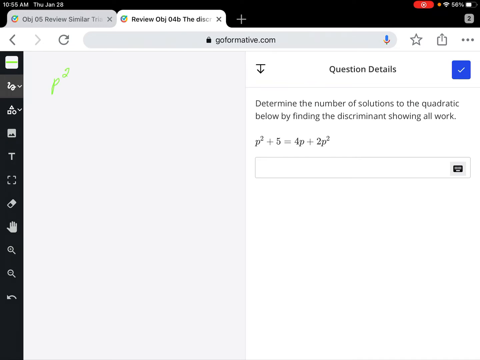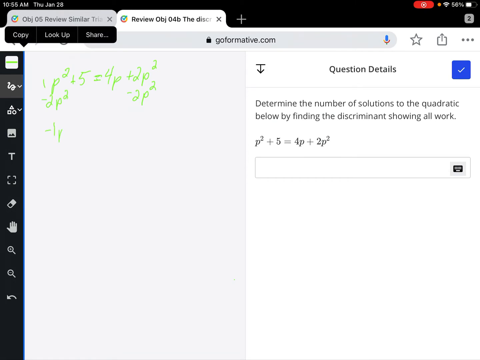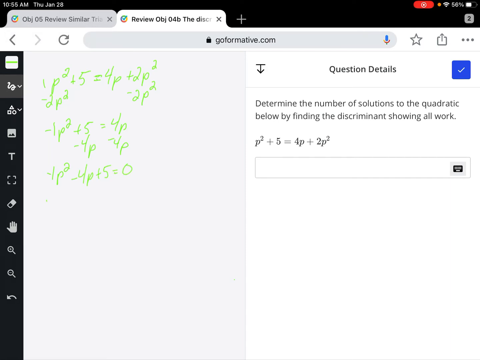Number 3, same thing. I'm just going to do this one way. I just showed you that one instance where it doesn't matter what you do. I'll do it both. So 4p plus 2p squared. I'm going to subtract 2p squared, subtract 2p squared. So this is negative 1p squared plus 5 is equal to 4p, minus 4p, minus 4p. Negative 1p squared minus 4p plus 5 is equal to 0. A is equal to negative 1, b is equal to negative 4, c is equal to 5.